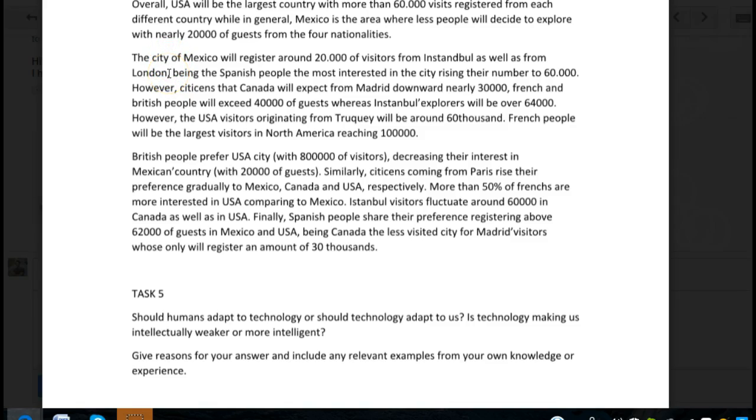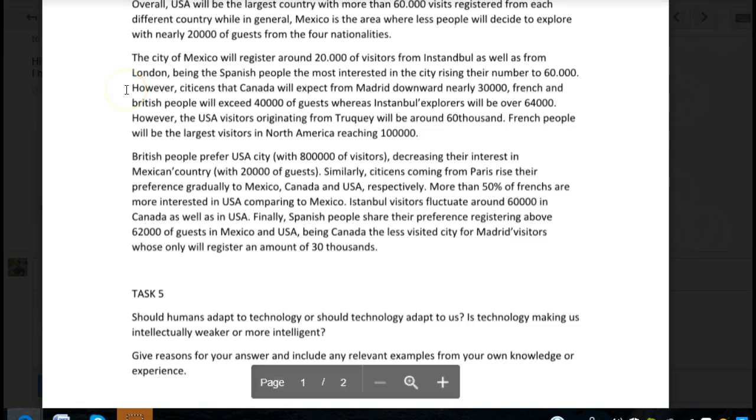And then you wrote, being the Spanish people the most interested in the city, rising their number to 60,000 people. Okay, I think I know what you're trying to say here. You're trying to say, with the Spanish city of Madrid, the city with the most visitors at 60,000. So just making, again, some little changes there completely changes the syntax and the meaning of the sentence, but this time at least it makes it correct.